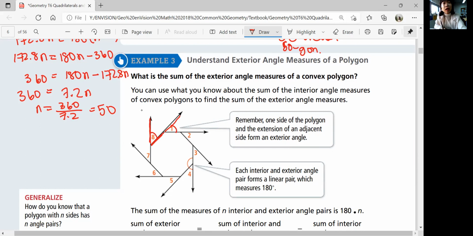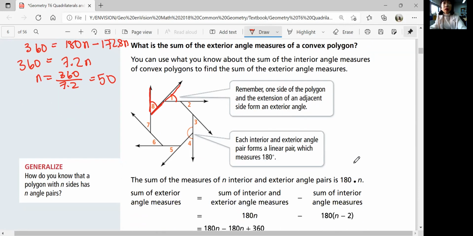That's an exterior angle: one side, and the extension of the adjacent side. And you have to go the same way. You can't do, oh, what about this extension? No, let's go the same way. Each interior and exterior angle pair forms a linear pair, which measures 180 degrees. So the sum of the measures of n interior and exterior angle pairs would be 180 times n because they're linear pairs, and you have n of them because of the sides, right?